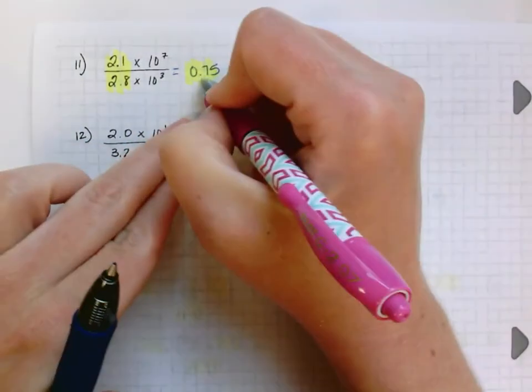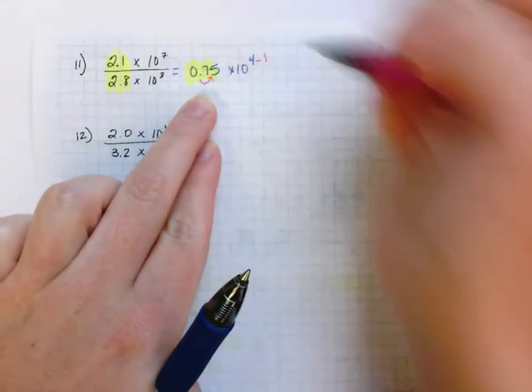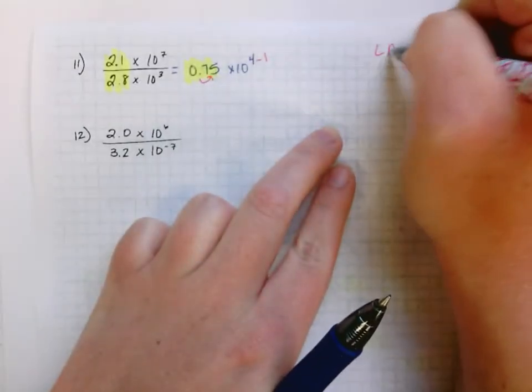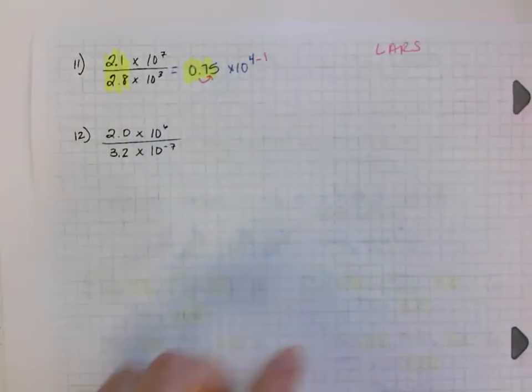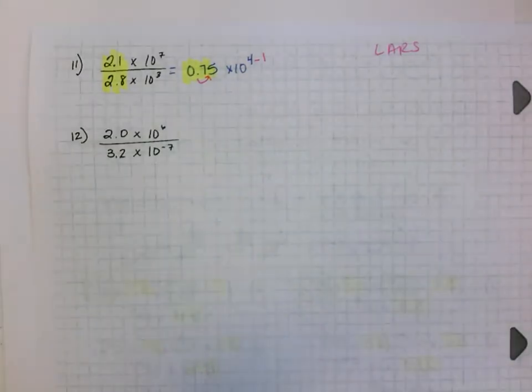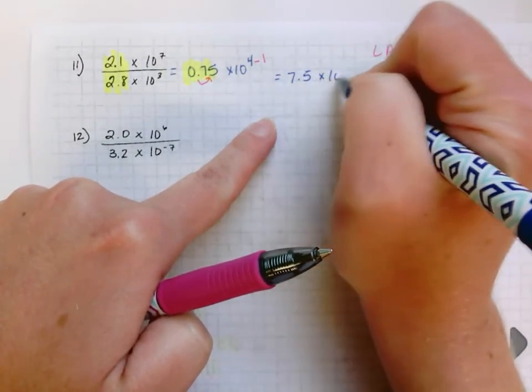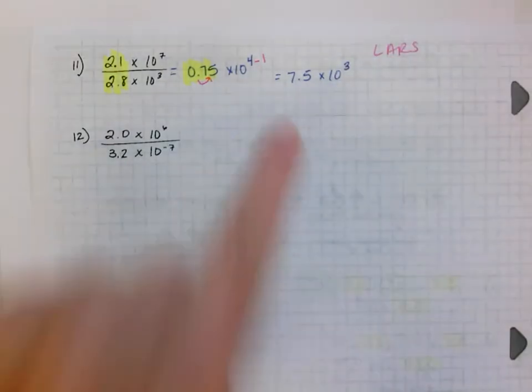So I need to move my decimal to the right one place, which means I subtract 1 from my exponent. My acronym is LARS, left add, right subtract. So because I moved it 1 to the right, I subtract 1. And so that means my final answer will be 7.5 times 10 to the third as my answer.